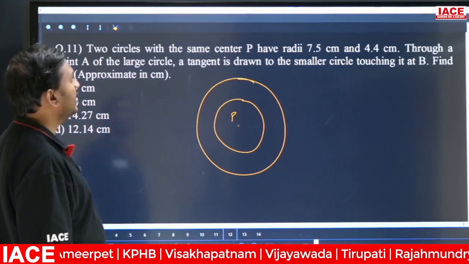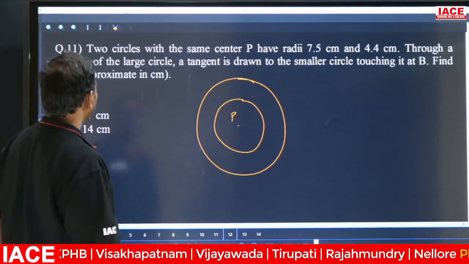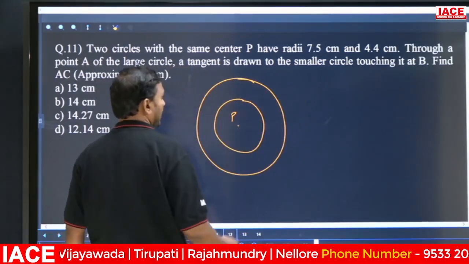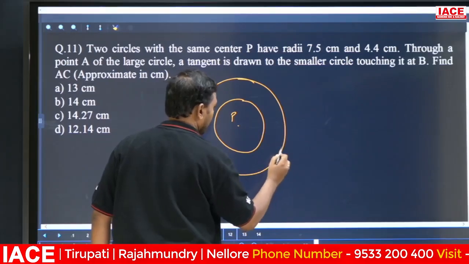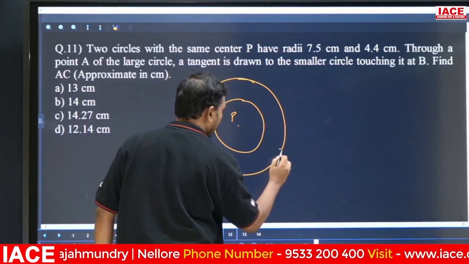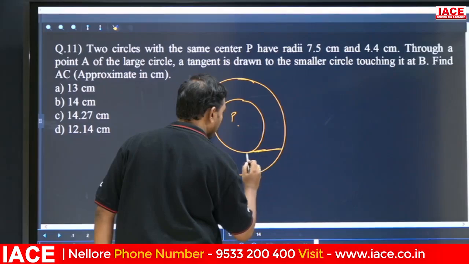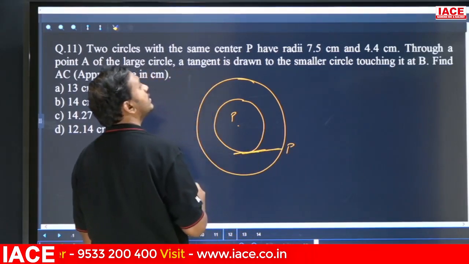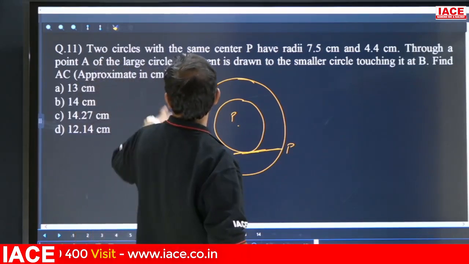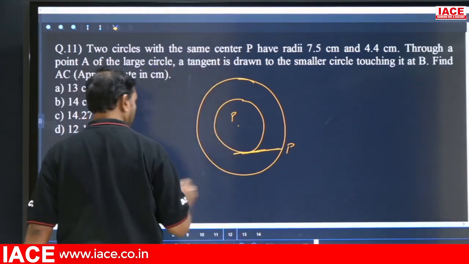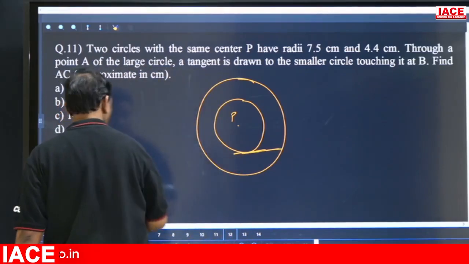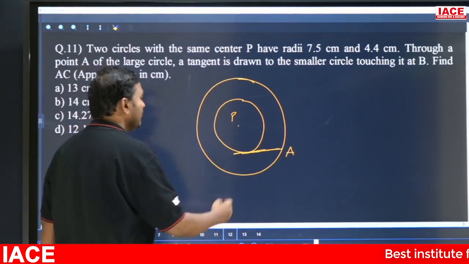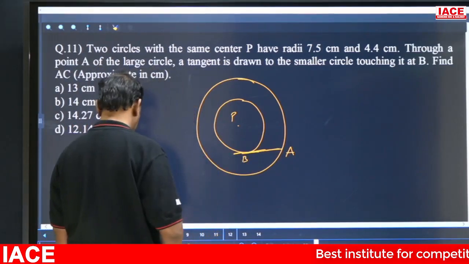Through a point A on the larger circle, a tangent is drawn to the smaller circle. Through point A, a tangent is drawn to the smaller circle which is touching at B.